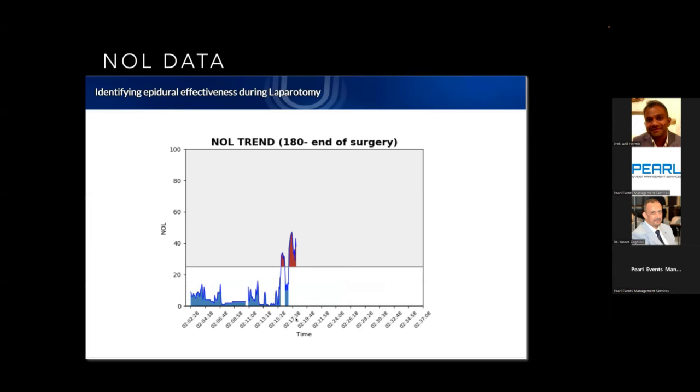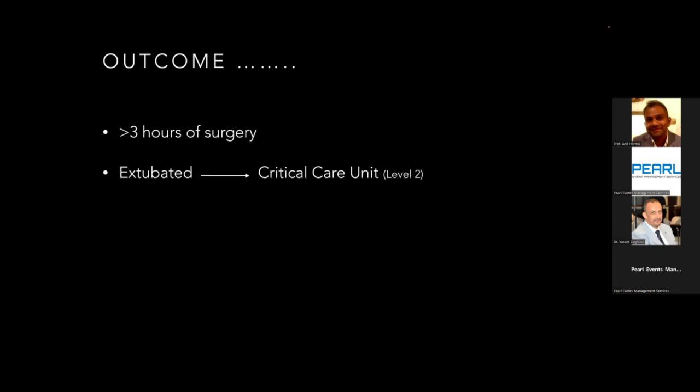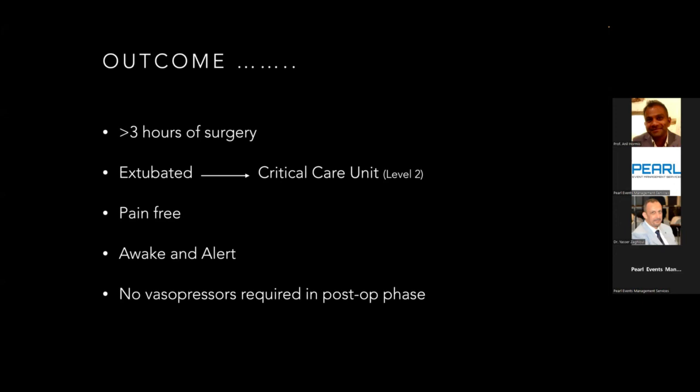So roughly 3.5 hours later, she was extubated, went to the critical care unit in the middle of the night. She was completely pain-free. She was very awake and very alert. And again, importantly, she didn't need any vasopressors for the next 48 hours while she was on the critical care unit. So again, I feel that this lady was someone who was able to use the null technology to completely optimize the amount of analgesia from her epidural, and also from the remifentanil, and not overdose her, not give her too much, but just kind of what she needed. And she had a very, very good outcome as well.